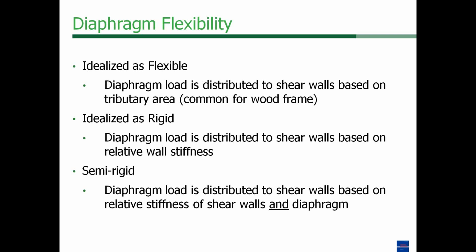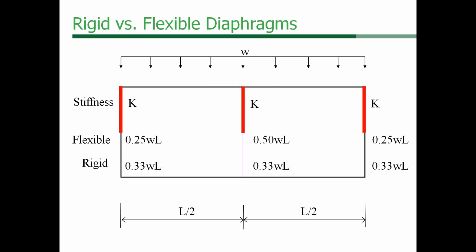And so you may want to underline the word "and" there, because that is also required in the analysis. So you'll see in future slides that ASCE 7 is going to drive wood frame diaphragms almost exclusively toward the semi-rigid case, unless we can find a way around that. So then let's look a little bit more closely at rigid versus flexible diaphragms.